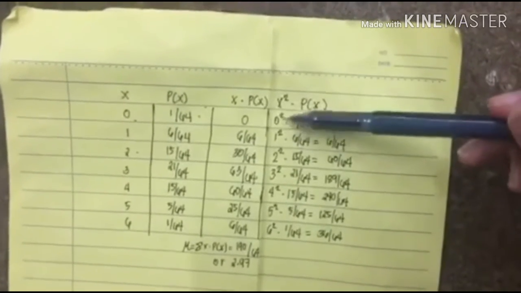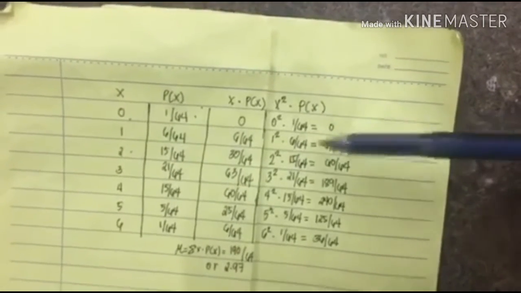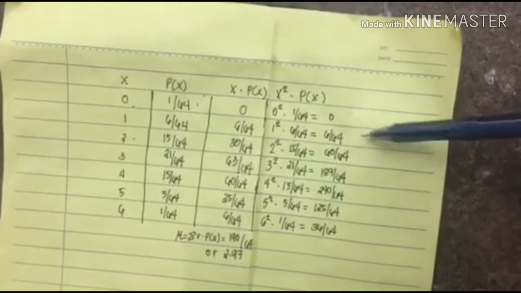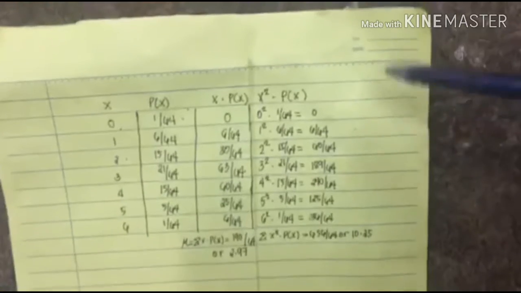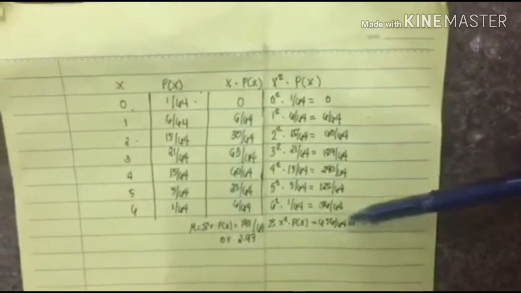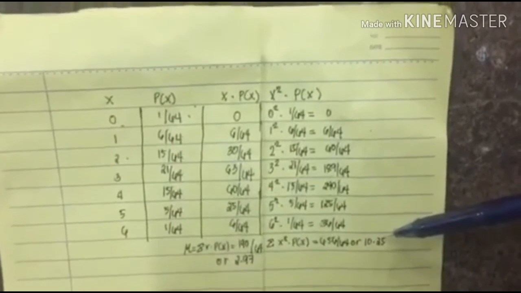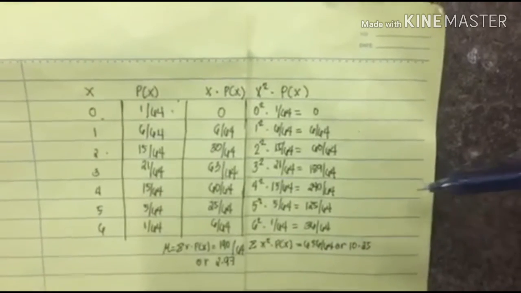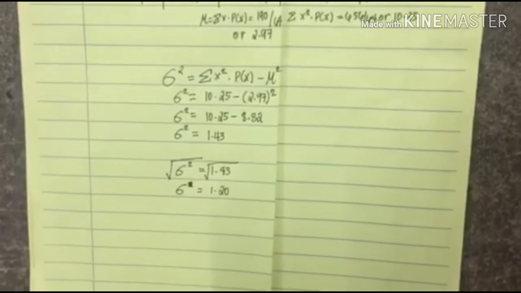In the fourth column, we must square the x and multiply it by p of x. For example, 0 squared times 1/64 equals 0. 1 squared times 6/64 equals 6/64. And so on. After computing all of those, we must find the sum, and the sum is equal to 656/64 or 10.25. So we're already done with our table of distribution.